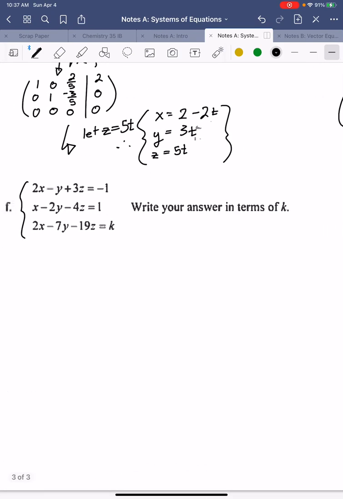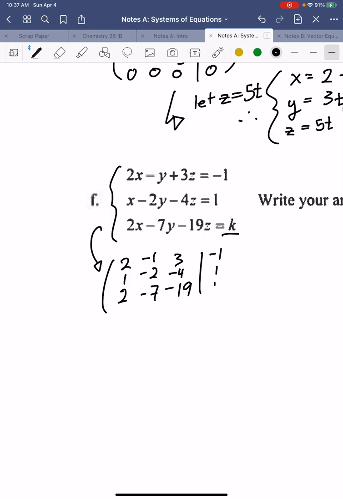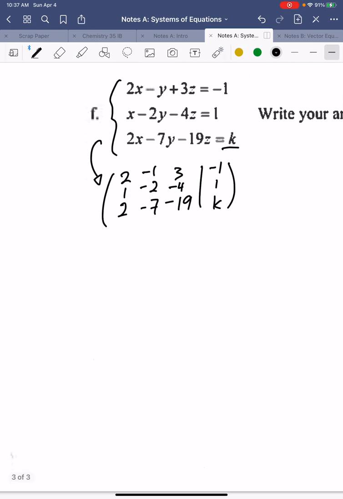So now we have k. We have a variable, we have a parameter here. So we can still do the RREF. So all we have to do is convert to matrix. So 2, 1, 2, -1, -2, -7, 3, -4, -19. Oh, that's an ugly number. Equals -1, 1, k. So the RREF of this will be, gotta plug this in.